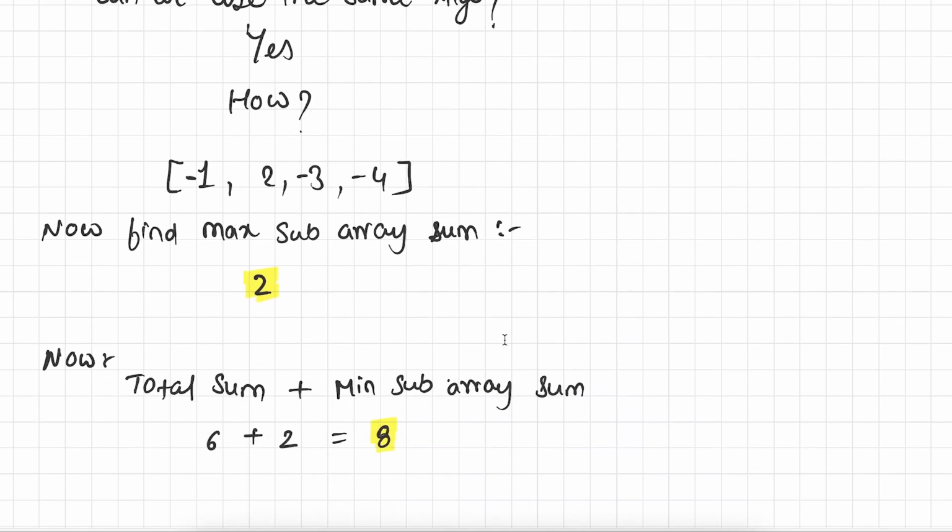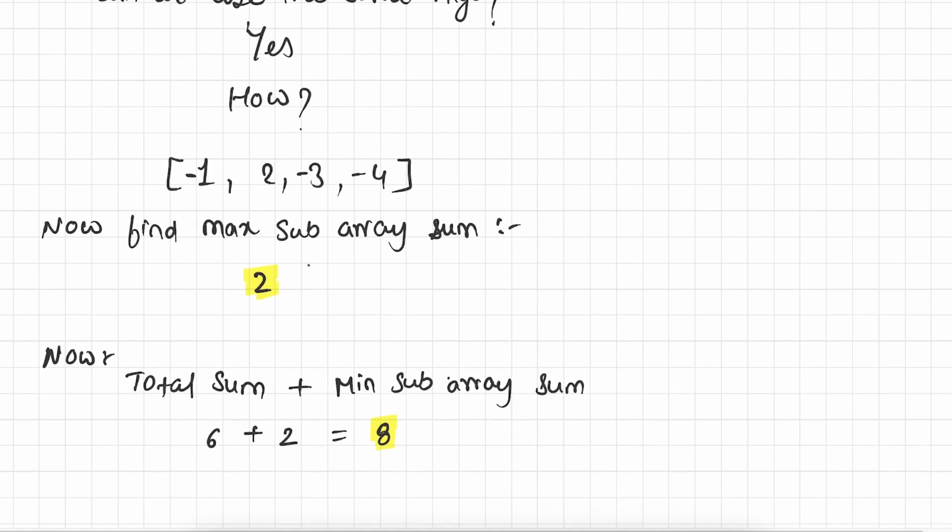So what we do to find the minimum subarray sum, we simply invert the sign of all the elements and then we call Kadane's algorithm on this array. So this way Kadane's algorithm gives the maximum subarray sum that is equal to 2 because this is the only positive element present in this array. Else other elements are negative because we have already inverted the sign of all the elements. So we get the maximum subarray sum.